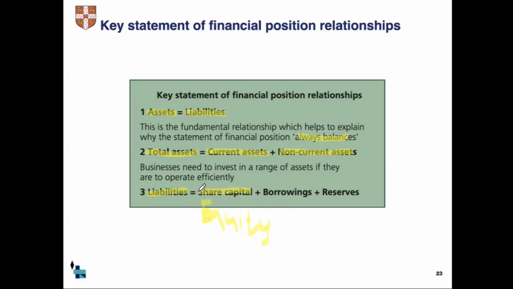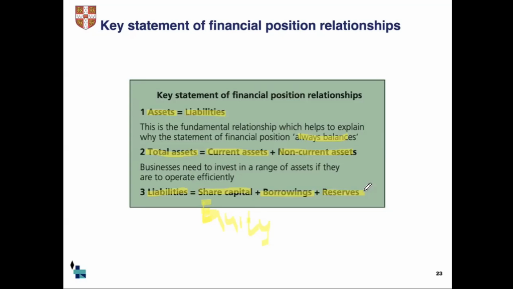So the liabilities are the share capital plus all the things that the business has borrowed, all the funds that the business has borrowed from banks, from its suppliers, etc., and then plus the reserves. So remember that the reserves are the undistributed parts of our profits. So the reserves also belong to the shareholders or the owners of the business.